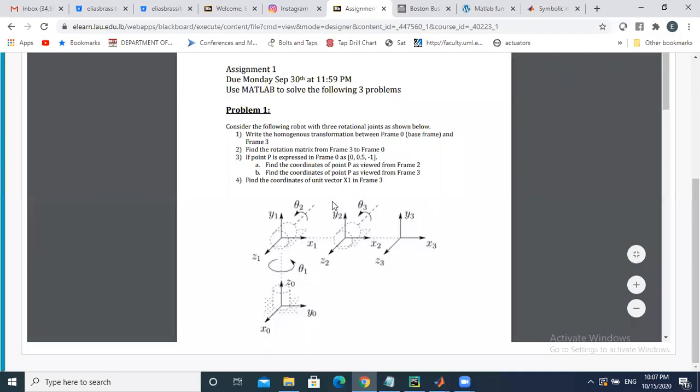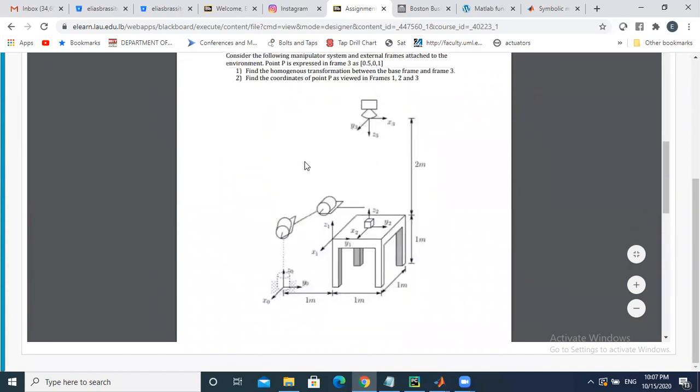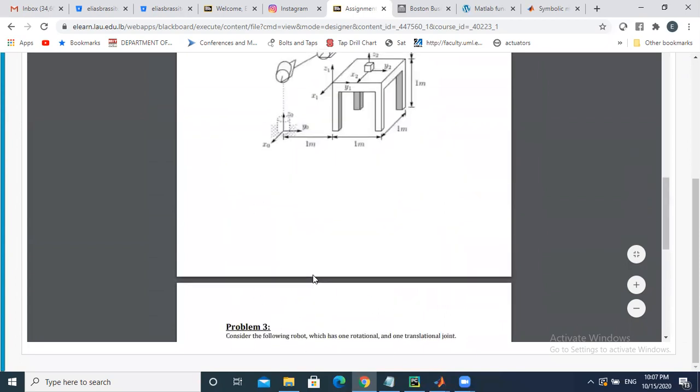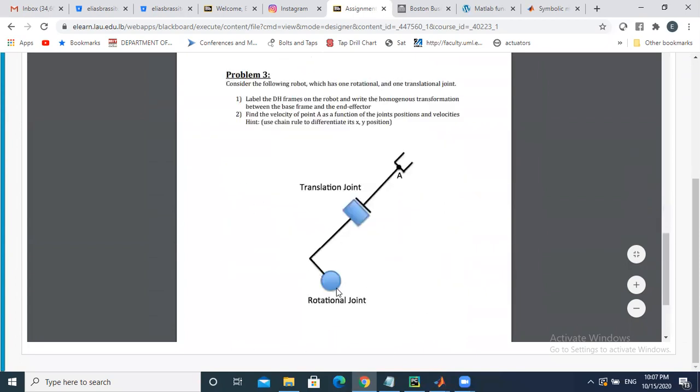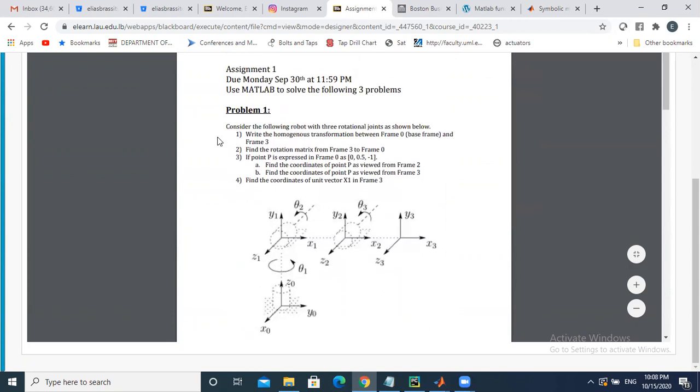All right, guys. In this session, I'm gonna solve assignment one, and what I'll do is I'm gonna solve it in Matlab. But if it needs to be, I will do some on paper, maybe problem 3, for example, where we'll draw the DH frames. Okay, let's start by working on problem 1.